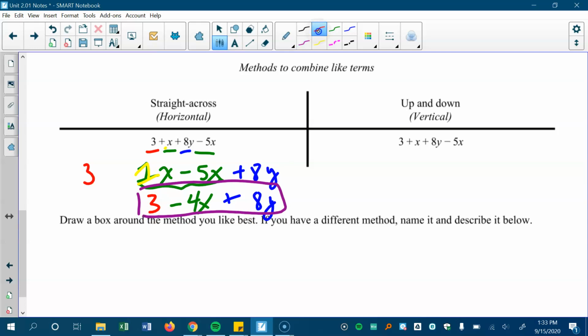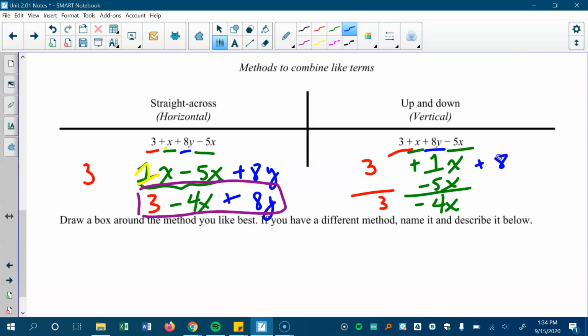For the second one, it's the same exact problem, but I just want to show you that you can combine these vertically too, as in 3. Nothing else here, so that's just a 3. We have a plus x, and the plus x went with a minus 5x. So we have a plus 1x and a minus 5x, and we said we get minus 4x when we do that. And then we also have this 8y, a positive 8y. Nothing else combined there, so we have a positive 8y. And we end up with the exact same answer as before, 3 minus 4x plus 8y.